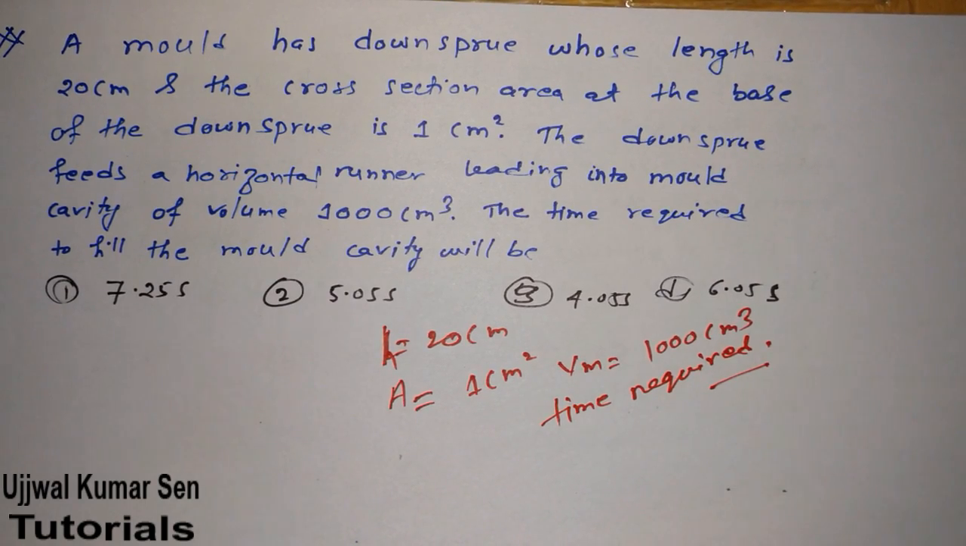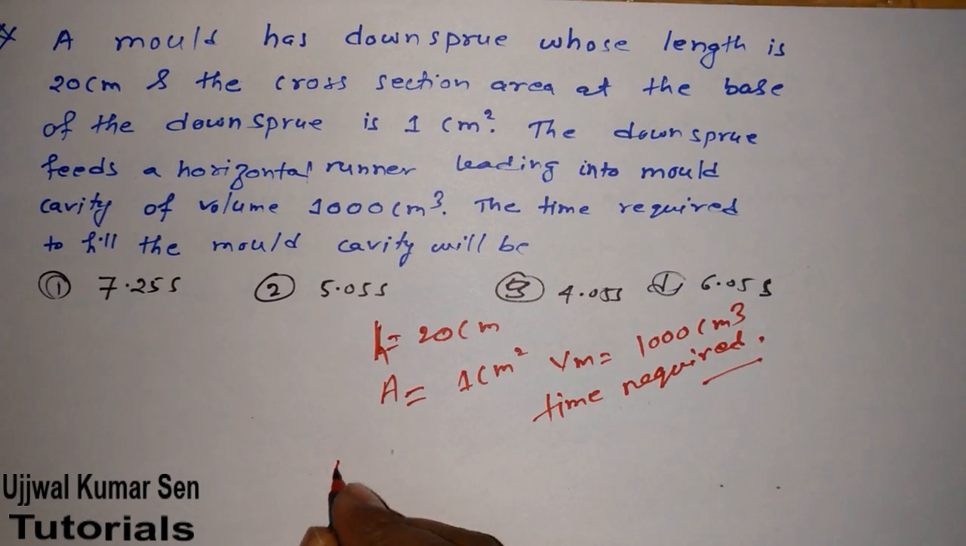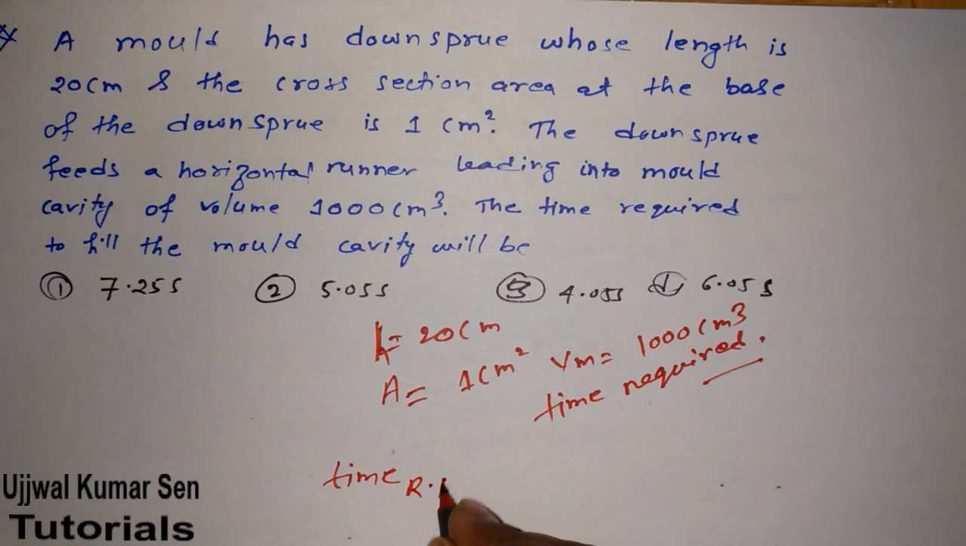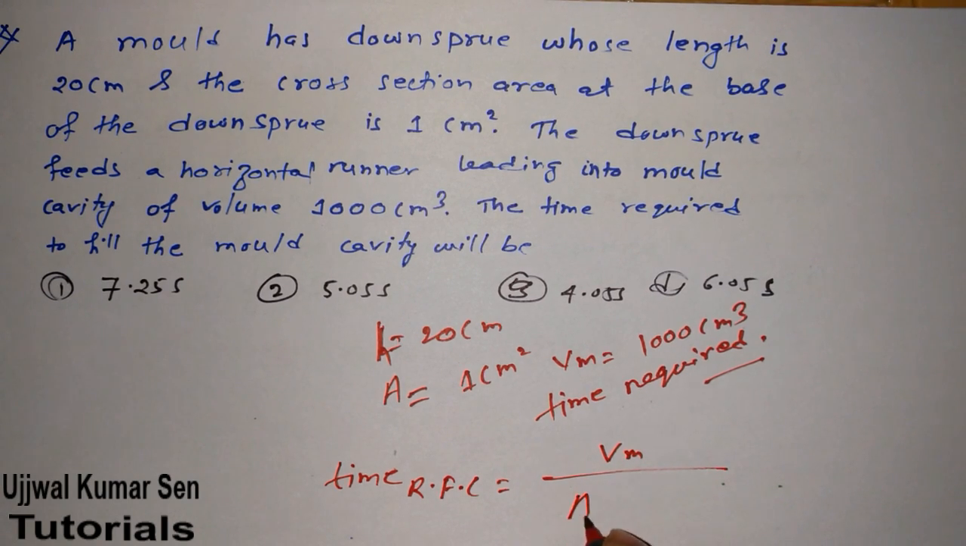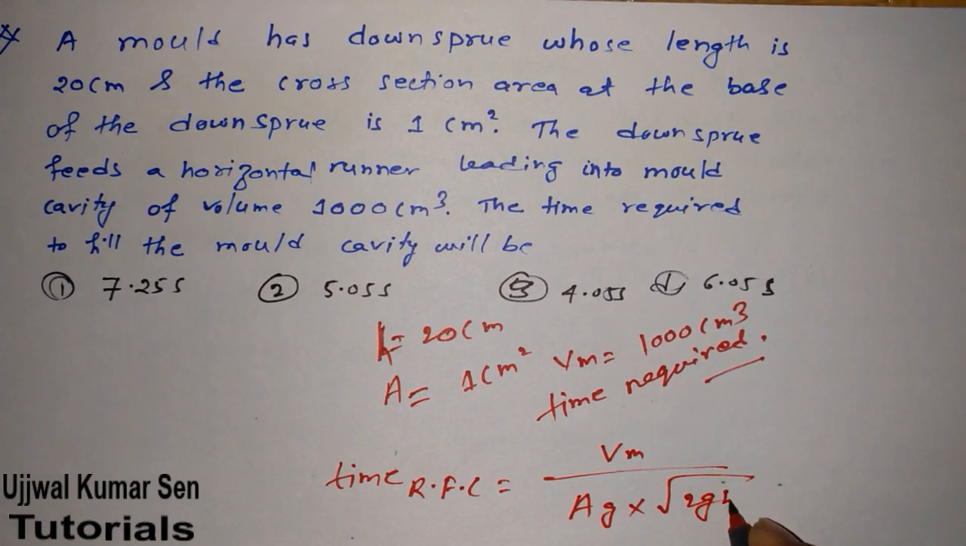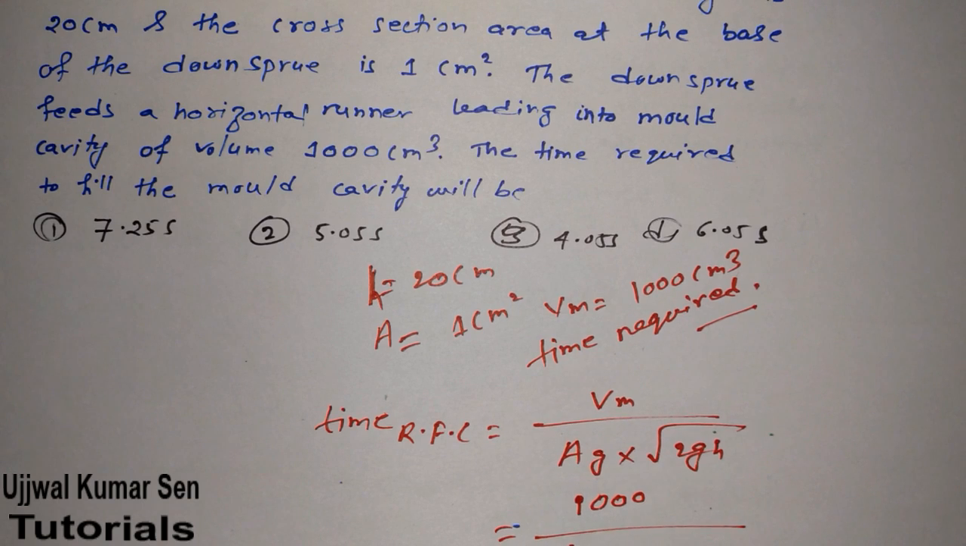As I have shared with you at the very beginning of the video, they will definitely ask you the time required. Most of the questions they have asked in GATE are how much time it will require to fill the cavity by molten metal. This is the main concept we need to grab to crack GATE questions. So what is the formula for finding time? Time required for filling the cavity is equal to volume of the mold divided by area of the gate into root 2GH, height. So volume is 1000, area is 1, root 2G, just leave it, 20.